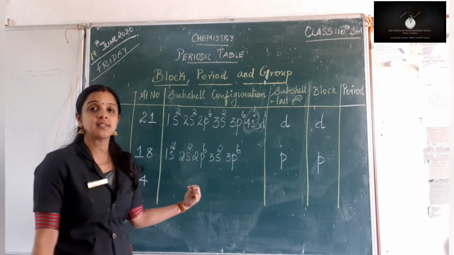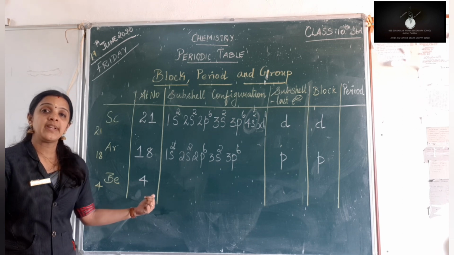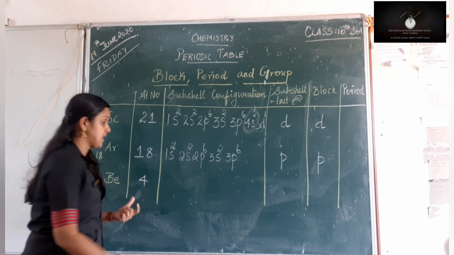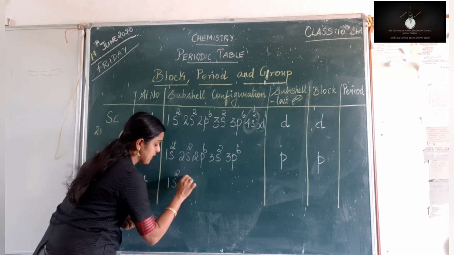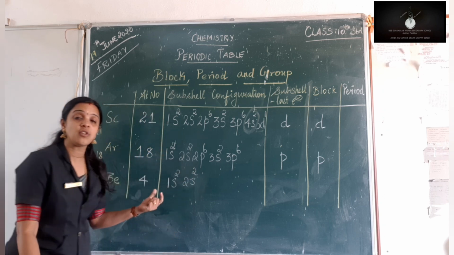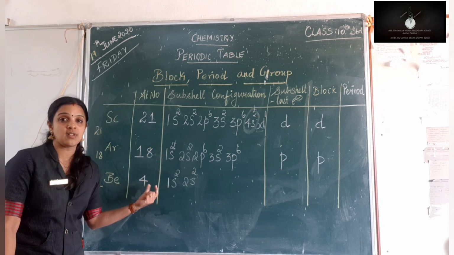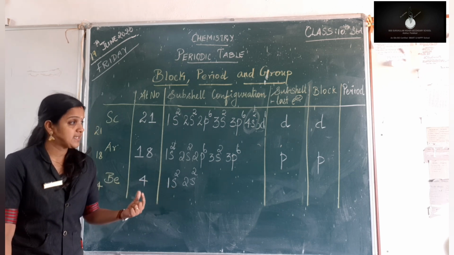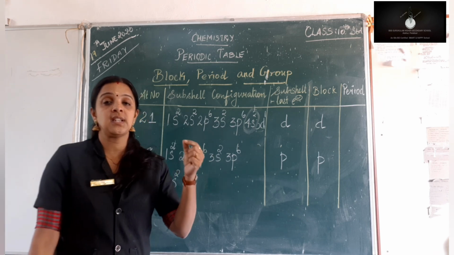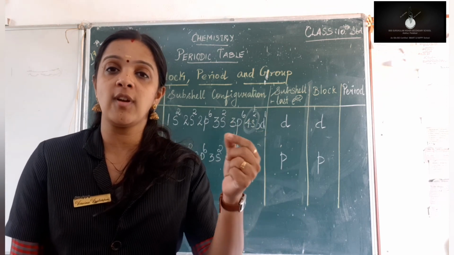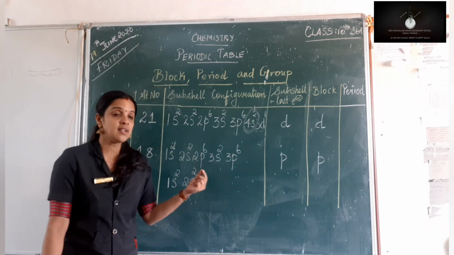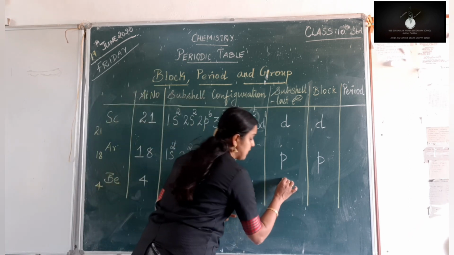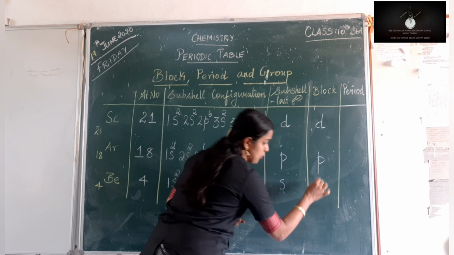We shall write the subshell configuration for beryllium. Beryllium has got atomic number 4. So how do we write the subshell configuration? Yes, we will write 1s2, 2s2. So how many electrons do we need? We need 4 electrons, and these 4 electrons get into 1s subshell and 2s subshell. Now the question is the subshell to which my last electron gets into. And you can see here the last electron is getting into my s subshell. So here we will write s, and the block will also be s.